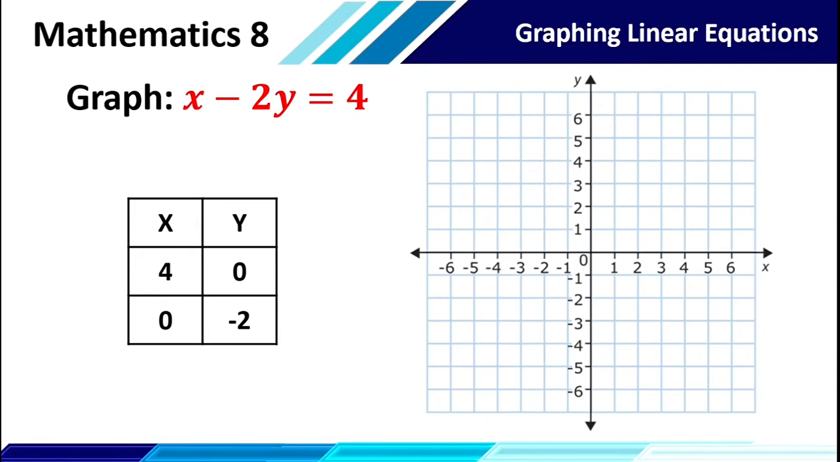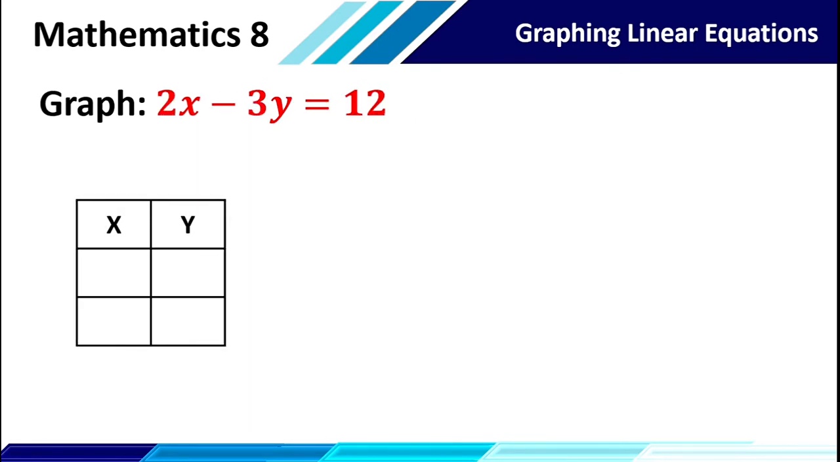Now that our table of values is complete, let's plot our coordinates. So we have here positive (4, 0) and the coordinate (0, negative 2). Our last step is to connect these points, so we will form a straight line.